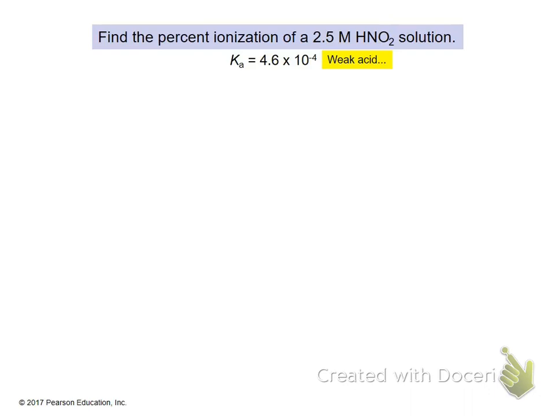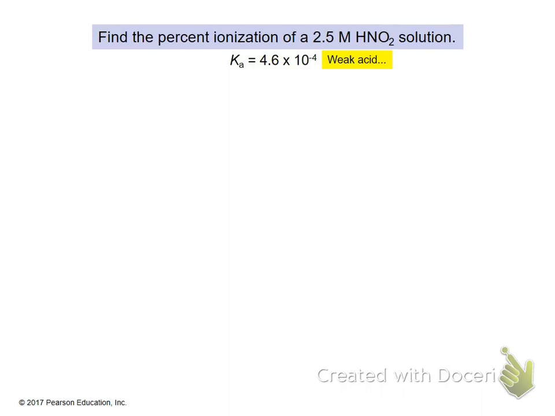All right, so here's an example. Find the percent ionization of a 2.5 molar nitrous acid solution with a Ka value of 4.6 times 10 to the negative fourth. Right, so we know this is a weak acid because, again, the value of Ka is less than 1. And so for every weak acid, you would have to use the equilibrium symbol. So again, this is going to be an example of an equilibrium problem.